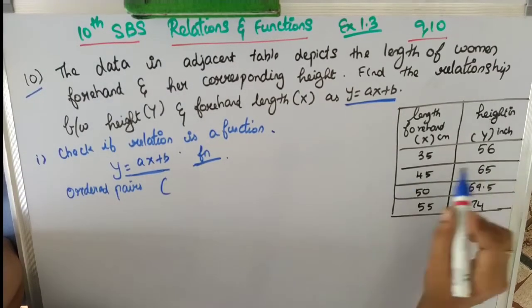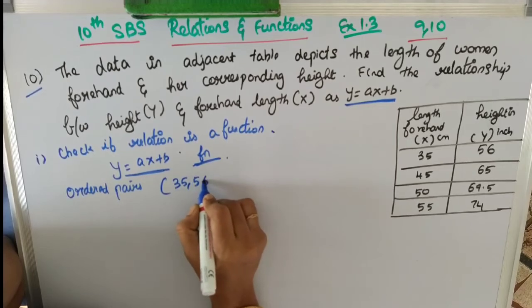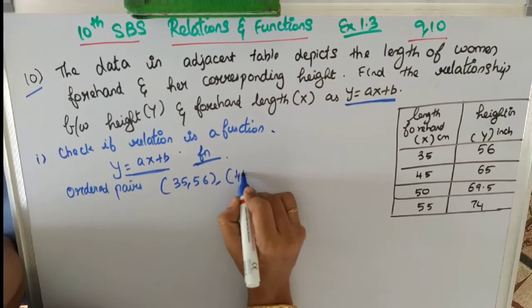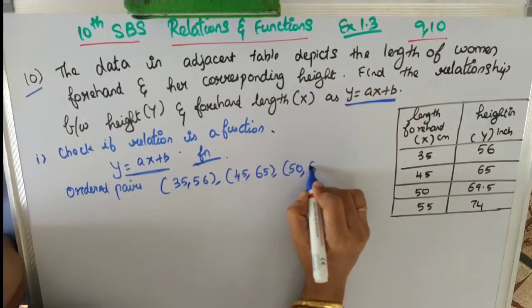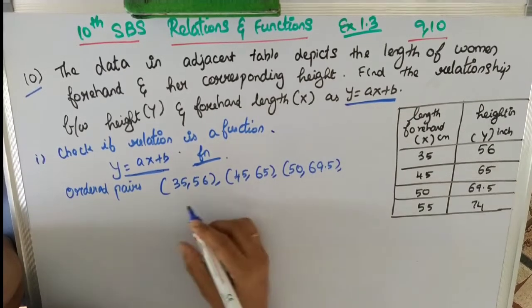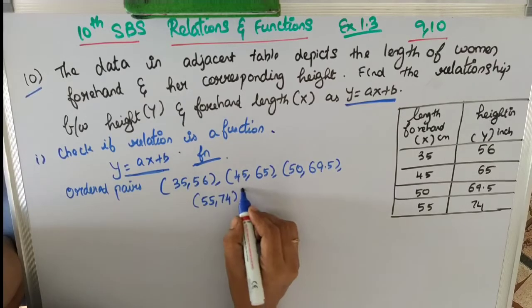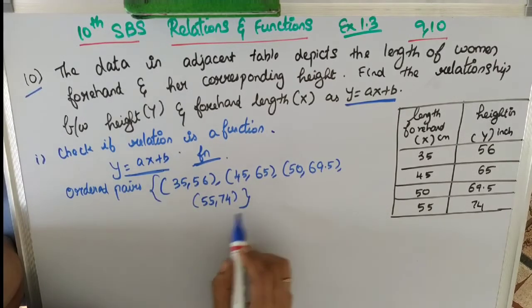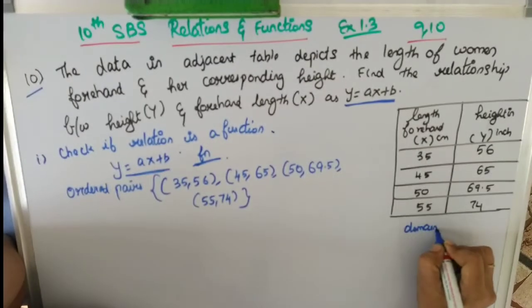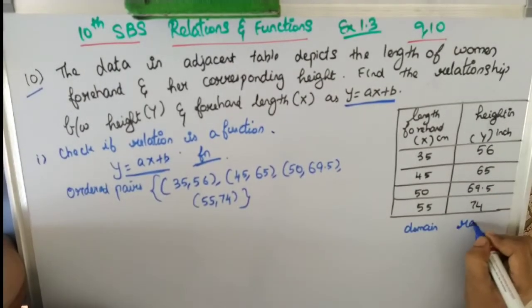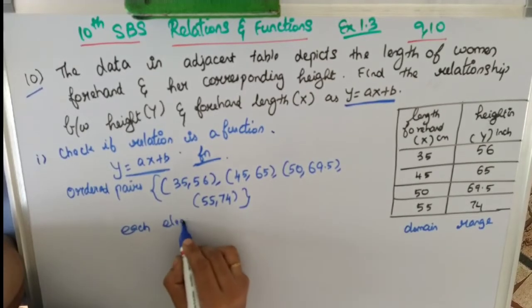What is the first x? 35, and the corresponding y is 56. Therefore 35 comma 56. Now let's say the second pair, 45 comma 65. Very good. Next one is 50 comma 69.5, and the last pair is 55 comma 74. Now these are the ordered pairs from the given table. Now I can clearly say that the length of the forehand x is the domain and the height in inches is the range.